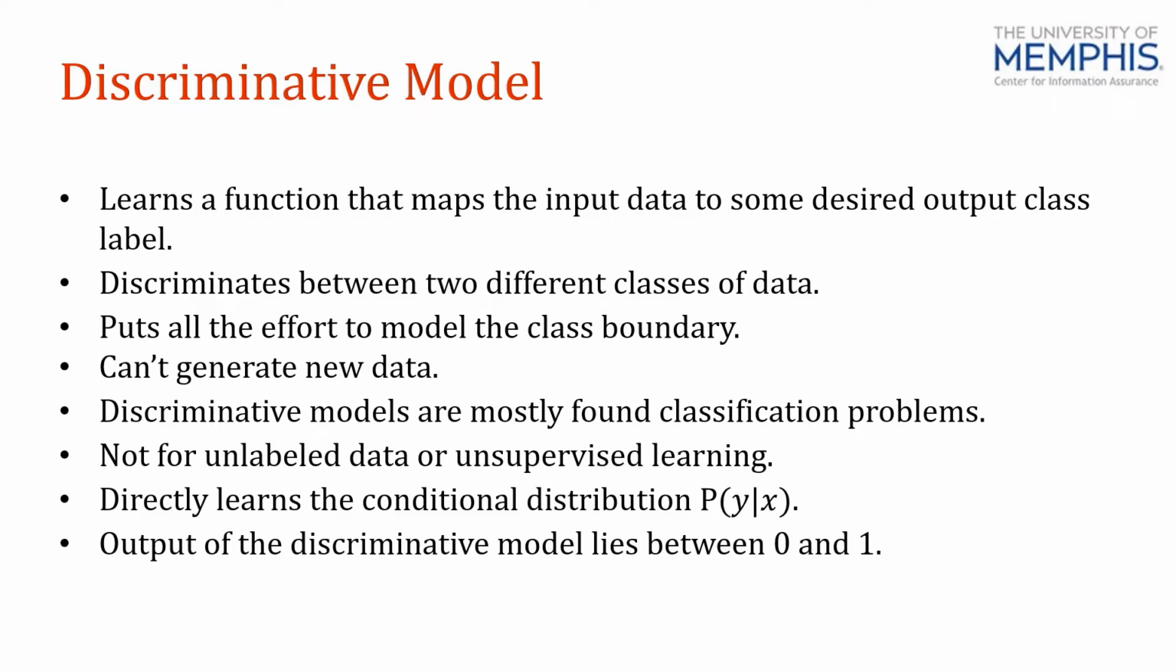Directly, a discriminative model learns the conditional probability distribution, that is, probability of y given x. Here x is the image and y is the corresponding label, right? So the output of the discriminative model must lie between 0 and 1. If it is 0, that means x does not belong to y, and if it is 1, x is a member of y. But if it is 0.5, that means our discriminative model is very confused about x.